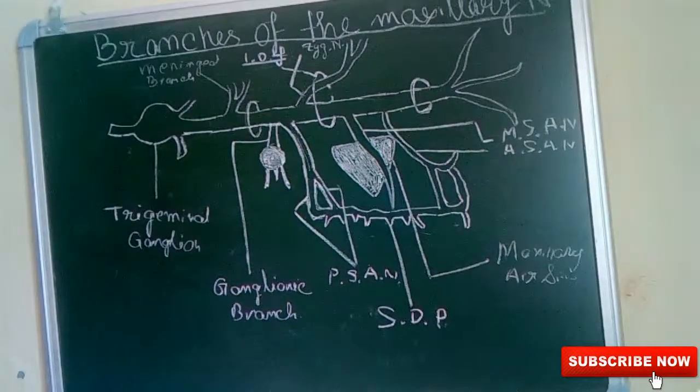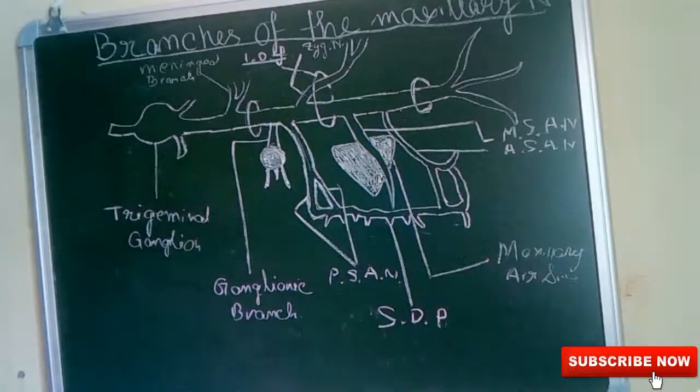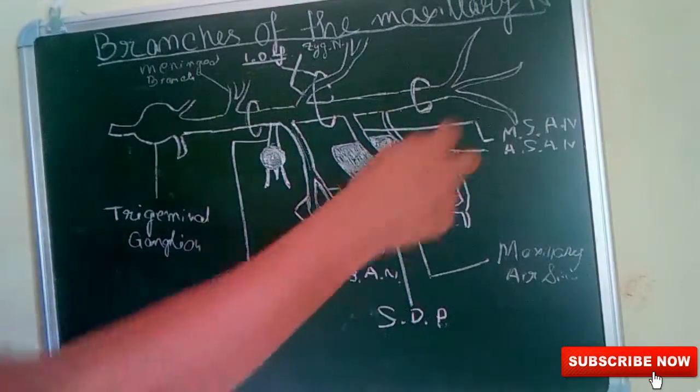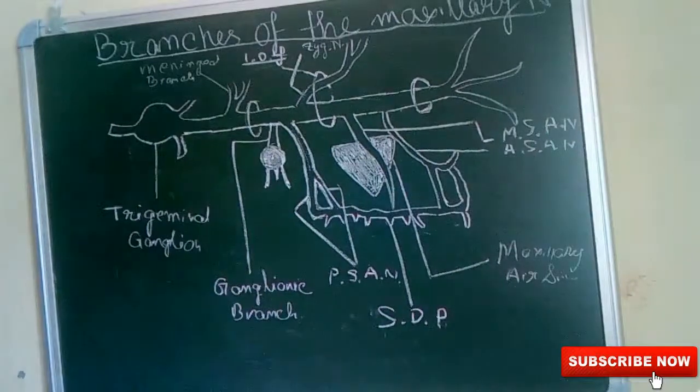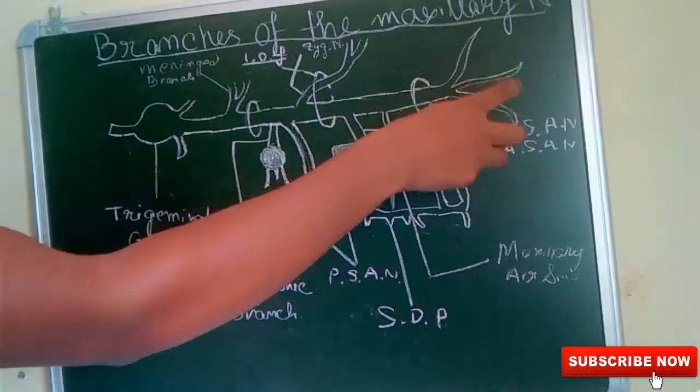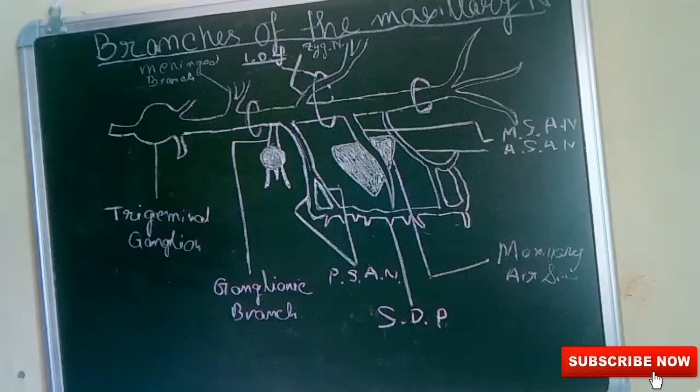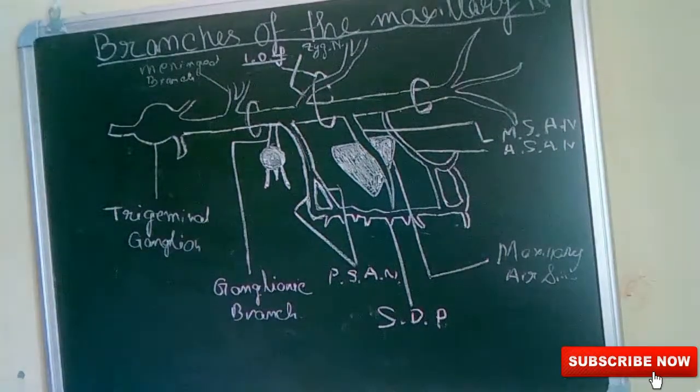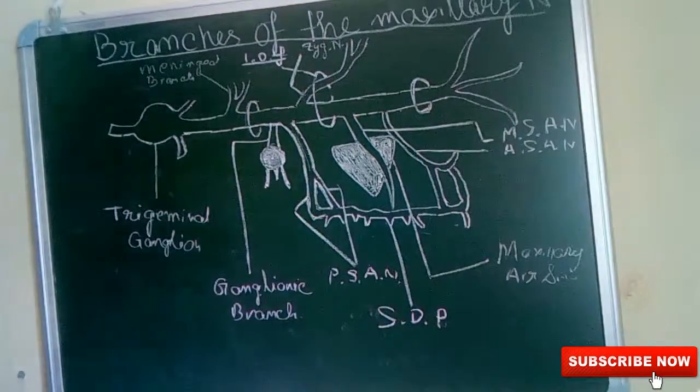Now let's talk about the branches on the face. On the face it gives three branches. You can see here, these are the three branches: number 1, palpebral, nasal and superior labial branches. Palpebral, nasal and superior labial.